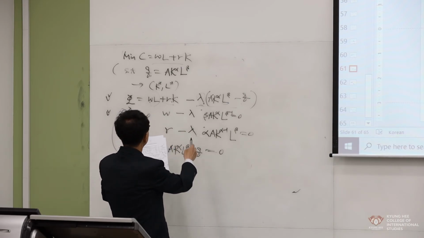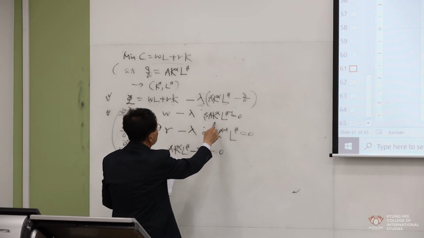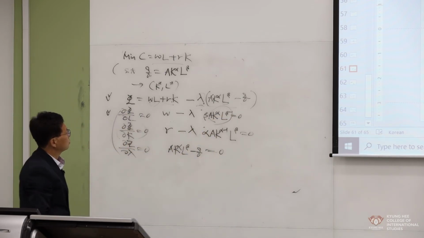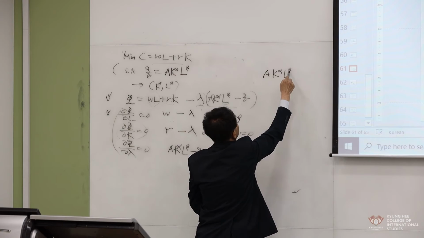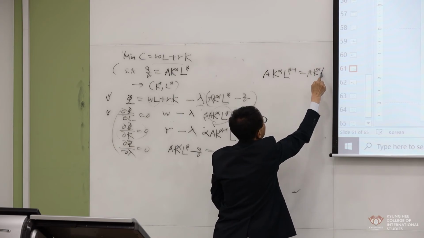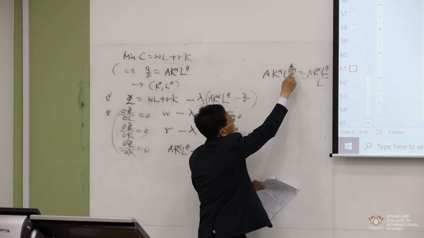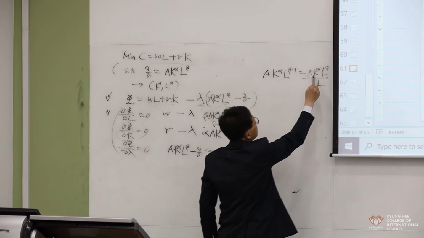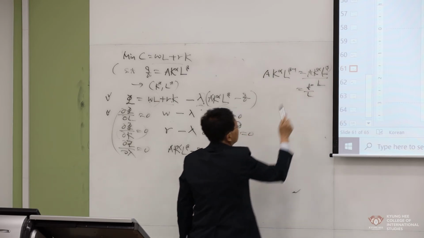Okay, for example, first think about this one, and now think about this: AK^α L^(β−1). This one only. A K^α L^(β−1) is equal to A K^α L^β divided by L. Can you understand? And we know A K^α L^β is equal to Q0. So this one is Q0 over L.